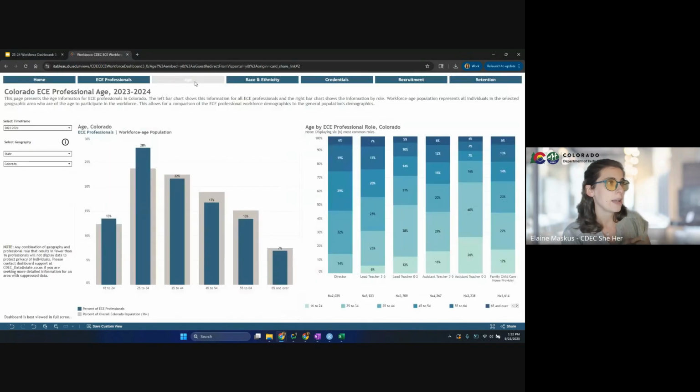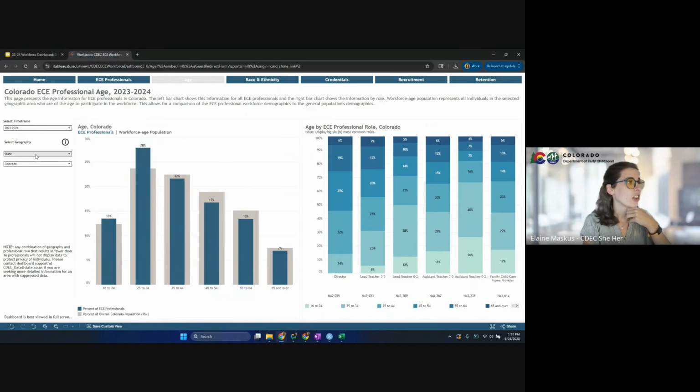Our next tab gets into some of this demographic data. So again, starting on the left-hand side, we've got the time frame filter, and then this one is set up a little bit differently. Yes, I will put this in the chat, and then I will go through and read all of the questions at the end, because I see there's a few things coming up.